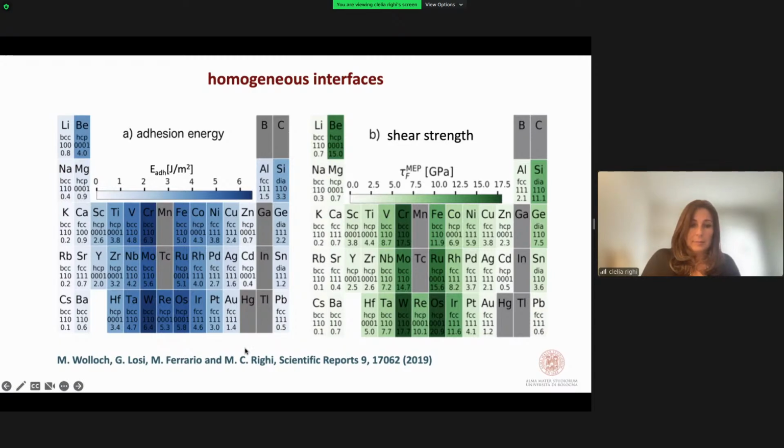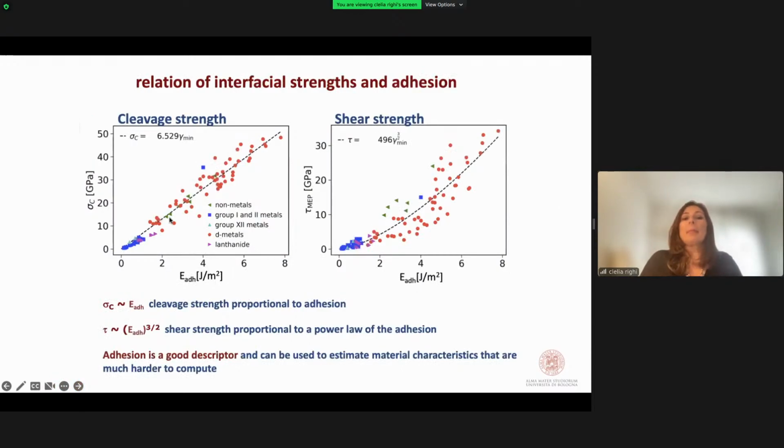And so we calculated the cleavage strength, that is the maximum resistance to cleavage of the two surfaces, as a function of the adhesion, and the shear strength as a function of adhesion. And we found that there is a linear correlation between the first two quantities, as one could have imagined, while the relation between the adhesion and the shear strength is a power law that we identify in this way.